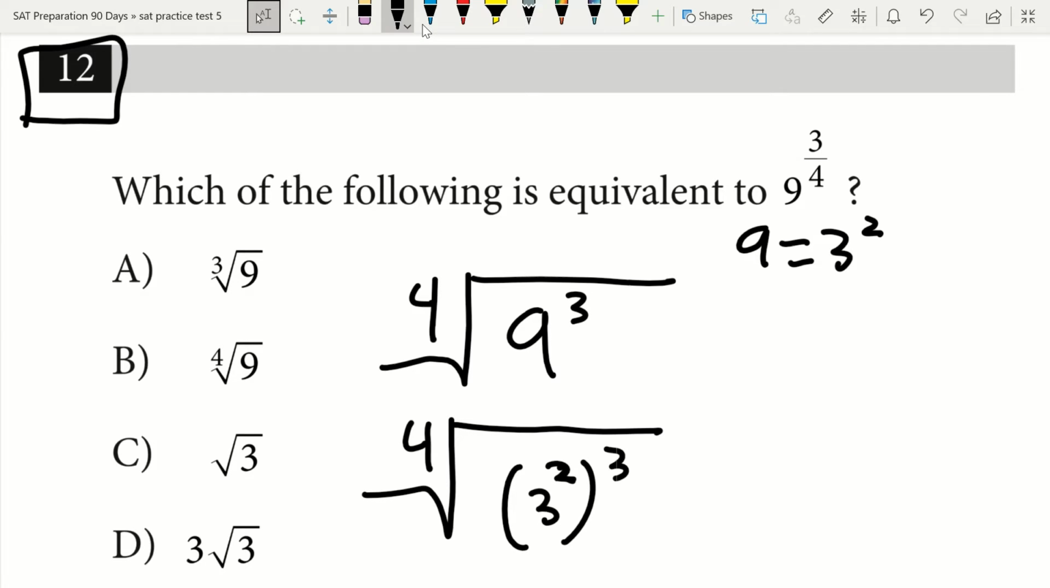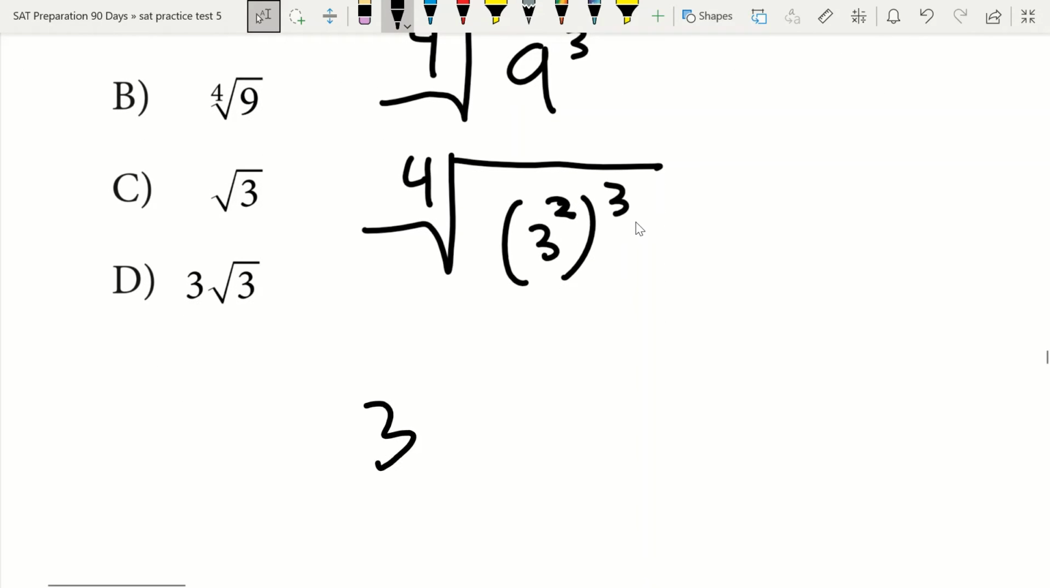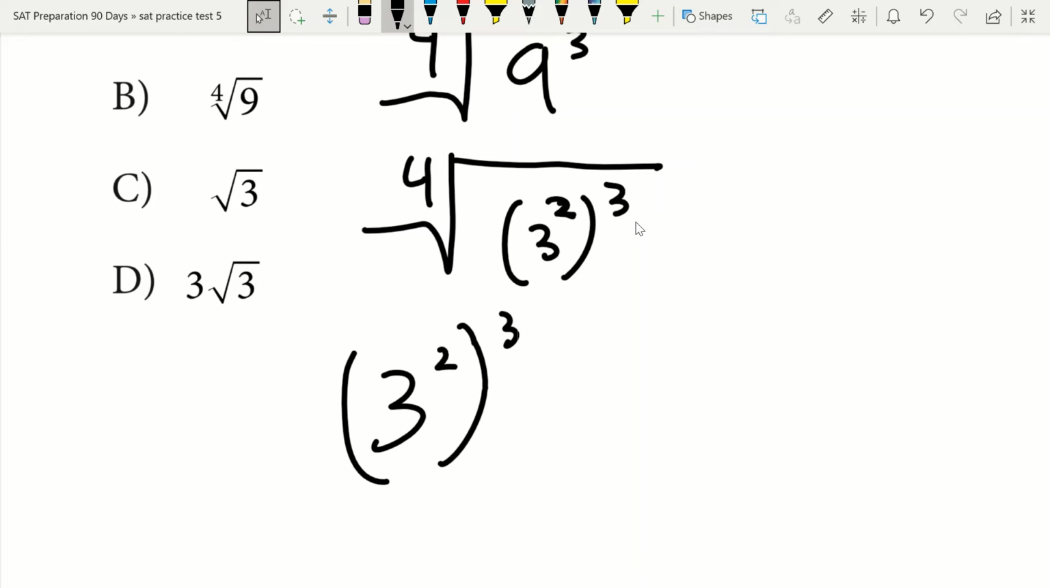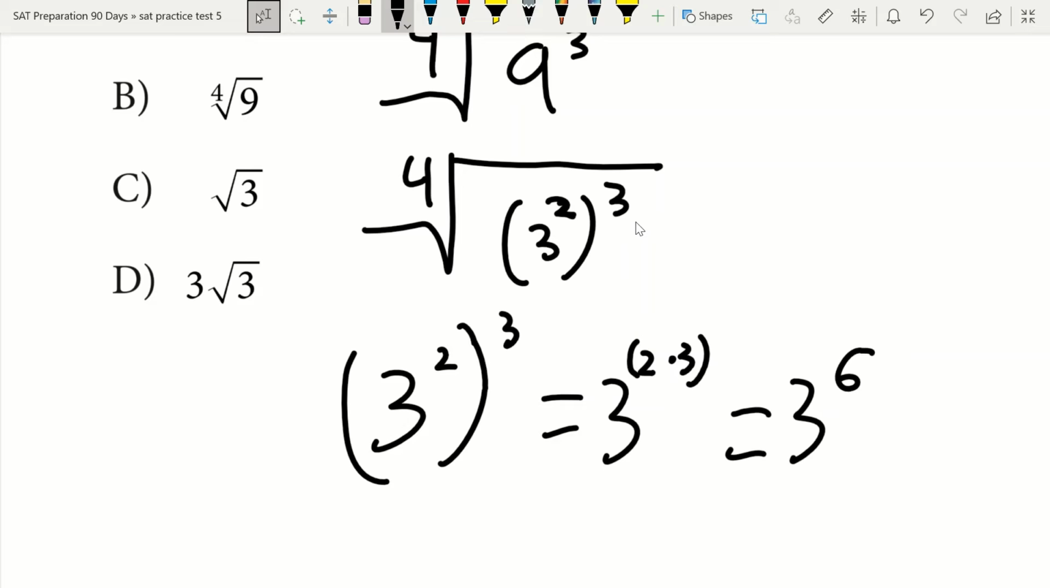Now, one thing that we know is that with exponents, when we have something like 3 squared raised to the third power, and I'll rewrite that, anytime we have a power raised to a power, we're going to multiply them. So that's going to equal 3 to the power of 2 times 3, which is obviously 3 to the 6th power. So now we have the fourth root of 3 to the 6th power.